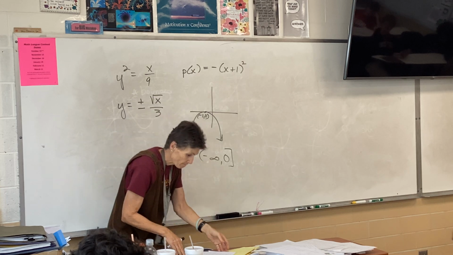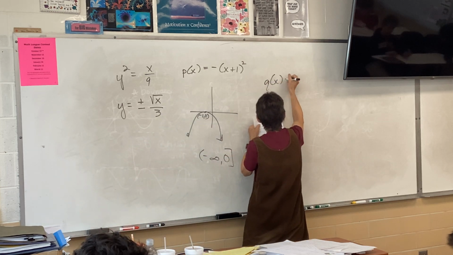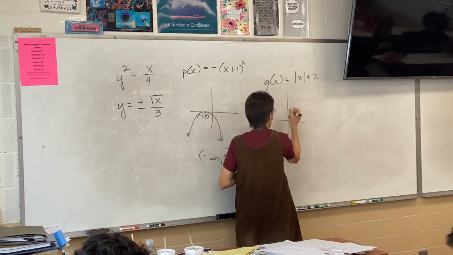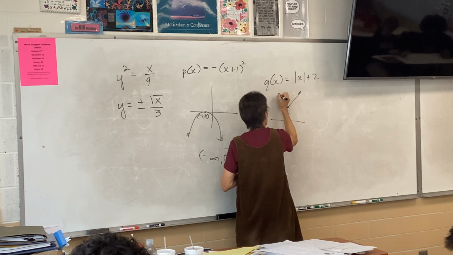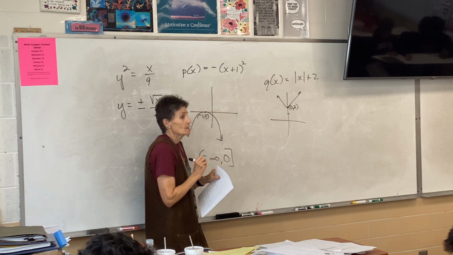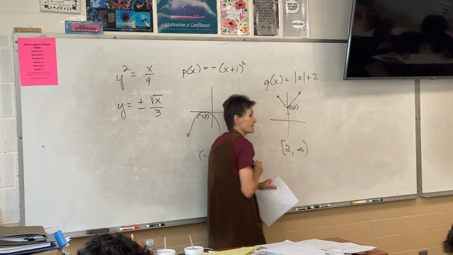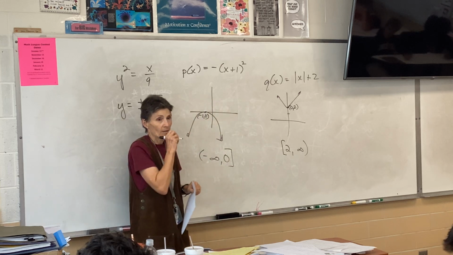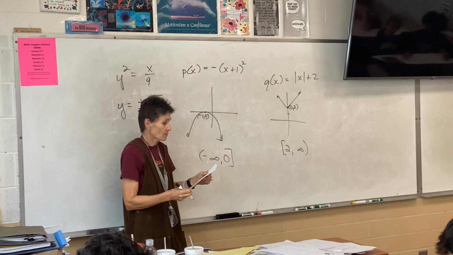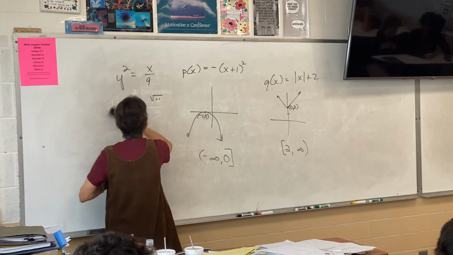Okay? All right, how about this one? What's going on here? It's a V, and it's a V that has been moved up 2. So its range, Dana says, is that. Is he right? Are we okay with that? You guys are awesome. Super.